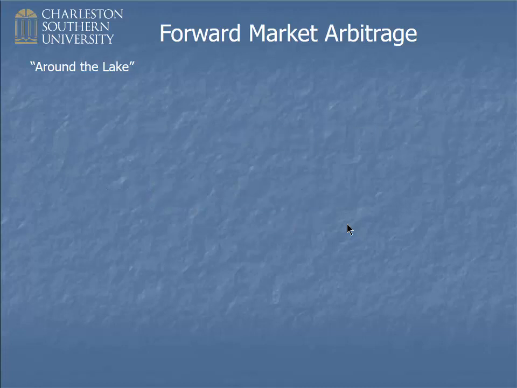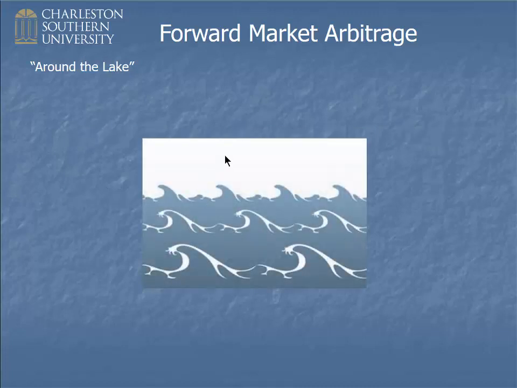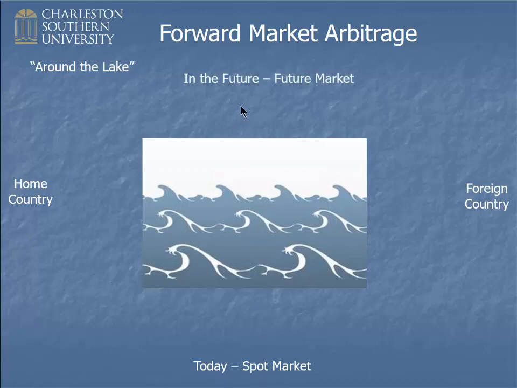Okay, so here's the setup. We have some lake. This is the best clip art I could find for some lake. Now over here is the United States, or we can just call this the home country at the moment, and over here is the foreign country on the other side of the lake. Then down here, this is today, which we call the spot market, right? And up here, this is 1 year from now, the future, which we call the futures market.